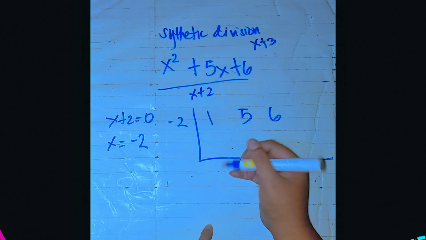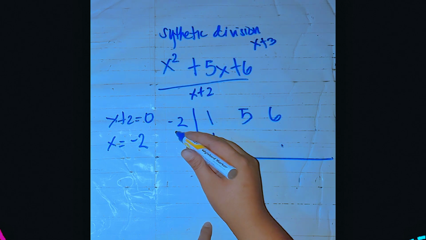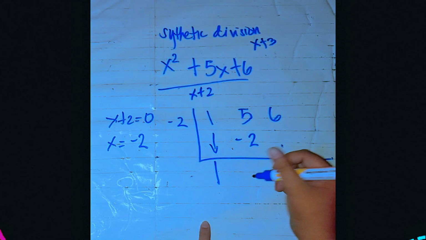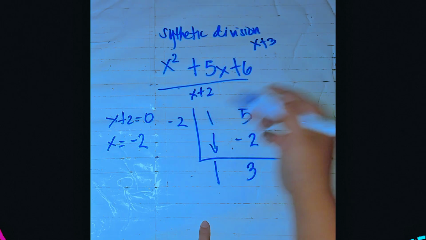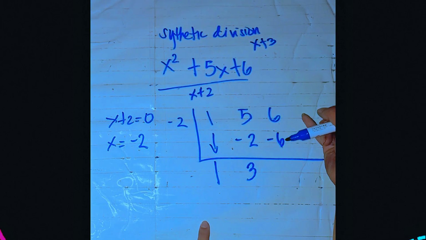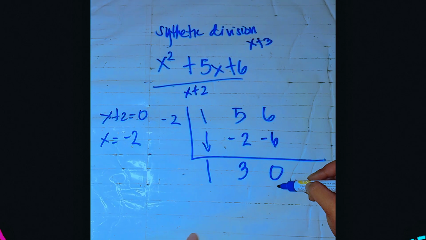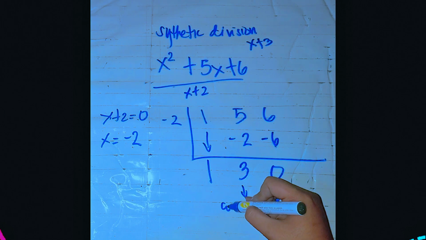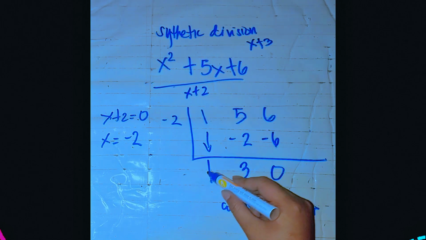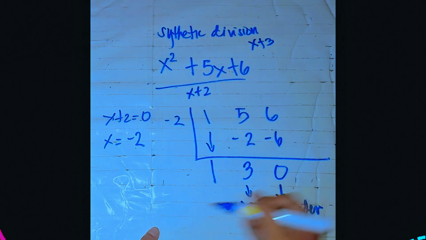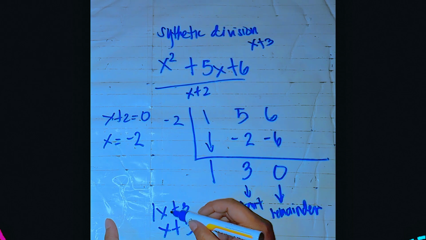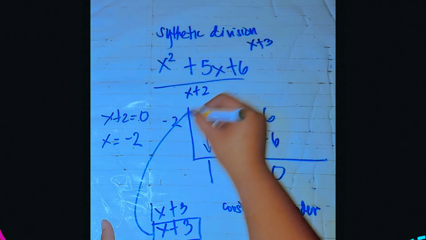We bring down the 1. 1 times negative 2 is equal to negative 2. 5 plus negative 2 is equal to 3. And 3 times negative 2 is equal to negative 6. 6 plus negative 6 is equal to 0. This right here is the remainder. And this is the constant term. And this is the one with x. So, we are left with 1x plus 3 or x plus 3. And we got the correct answer.